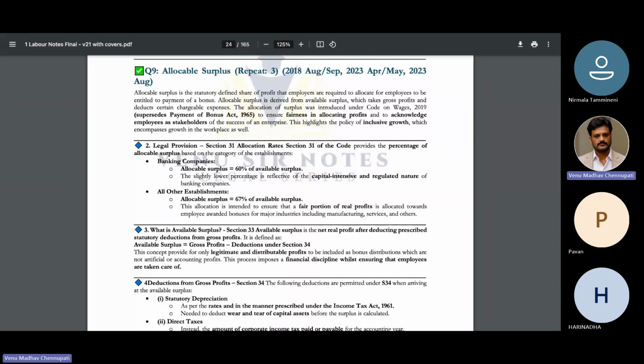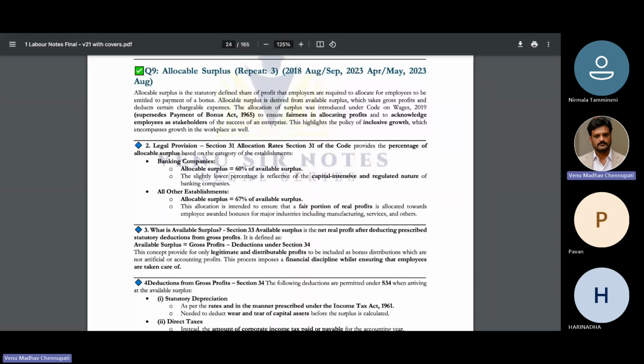The allocation of surplus was introduced under the Code of Wages 2019. It supersedes the Payment of Bonus Act, and is meant to ensure fairness in allocation of profits and to acknowledge employees as stakeholders in the success of an enterprise. This highlights the policy of inclusive growth, which encompasses growth in the workplace as well.